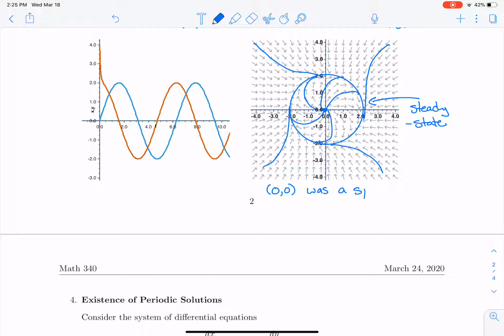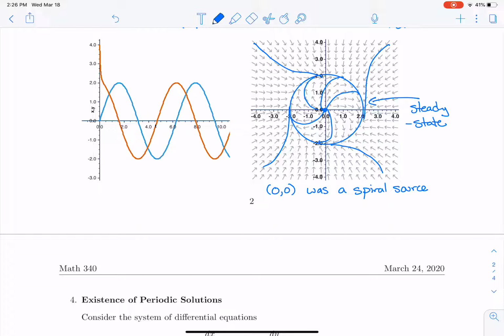So our theorem holds here that our periodic solution, which is the circle of radius 2 that you see there, must contain a critical point. That point is (0, 0). And that critical point cannot be a saddle, which it's not. It's a spiral source. Okay, let's move on to another theorem.